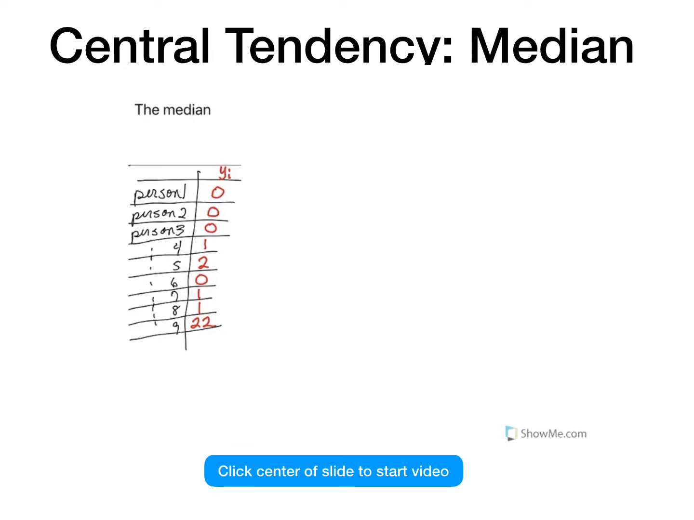Median is pretty easy to calculate. I'm going to be sticking with the same cat data so that we can compare it with the calculation that we did with the mean. So there it is, all 9 cases of the variable, how many cats do you have?